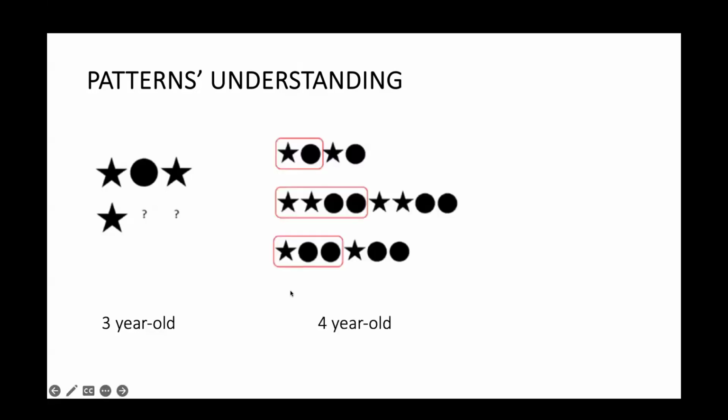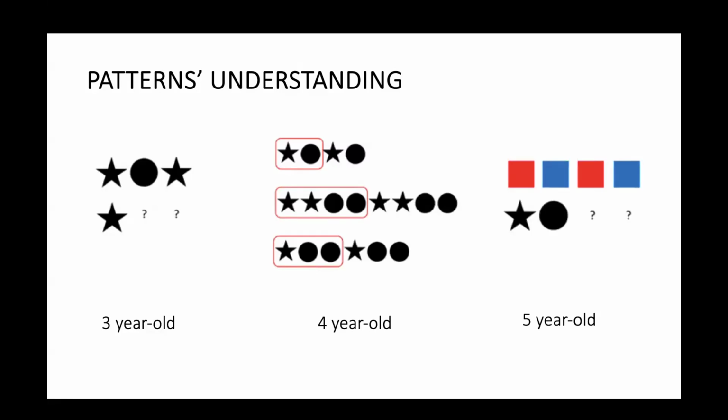At 4 years old, they can copy much more complex patterns, such as the ones following rules such as ABAB or AABB or ABB. And at 5 years old, they can even transpose the pattern using different items from the given one. If they're presented with one red square followed by a blue one, a red one, a blue one, and then they're provided with a star and a circle, they know that they should use a star followed by a circle to correctly follow the same ABAB rule that was used with the red and blue squares.